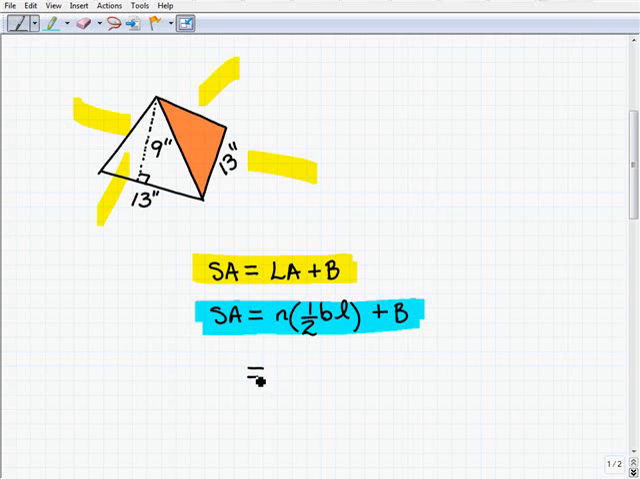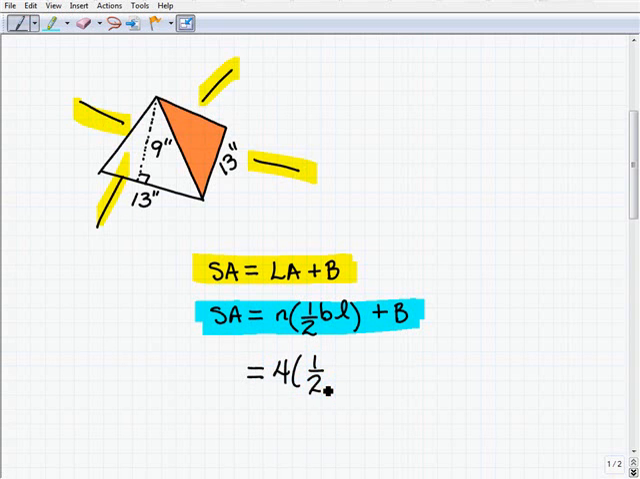Like what I was talking about in the introduction, we need to understand what these variables represent. So the surface area is going to be equal to n times 1/2 b times l plus b. So what is n? Well, n represents the number of faces on this pyramid, or the number of sides. So we have 1, 2, 3, 4. So we have 4 sides, so that's n.